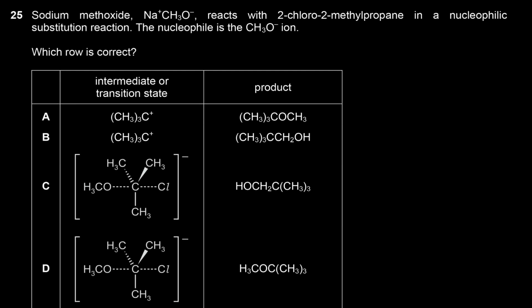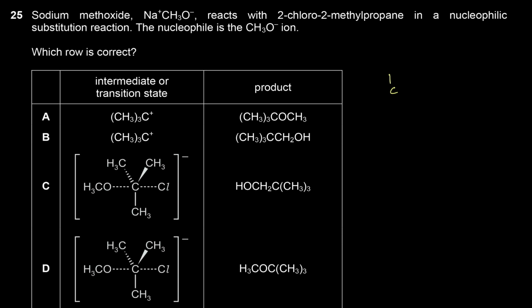Sodium methoxide reacts with 2-chloro-2-methylpropane in a nucleophilic substitution reaction. The nucleophile is a CH3O- ion. Which row is correct? So the first thing is that we have to identify the intermediate or the transition state as well as the product, right? So the question here is this: do we have an SN1 reaction or an SN2 reaction?